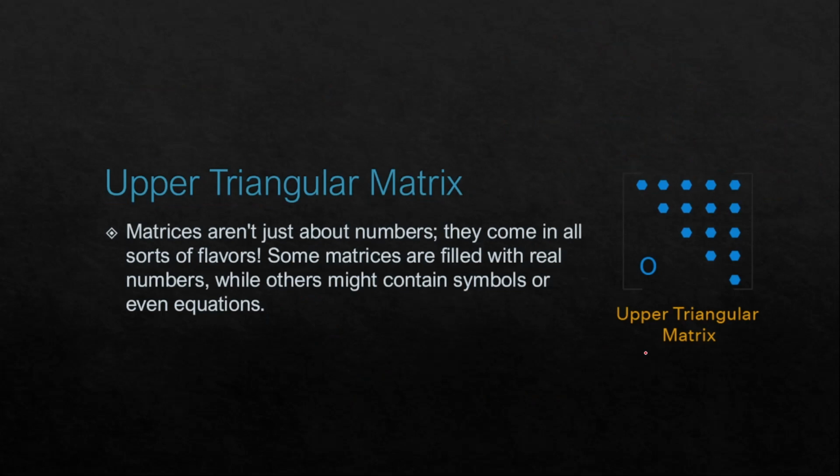Now, upper triangular matrix. Let's say we have a matrix where everything below the main diagonal is 0. This will be called an upper triangular matrix.